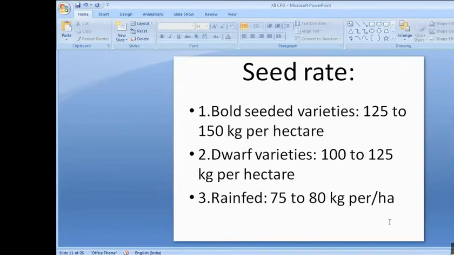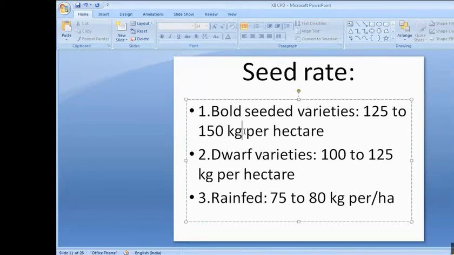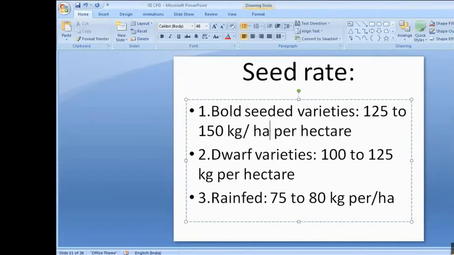In the case of seed rate, there are particularly two kinds of varieties: irrigated and rain-fed. In irrigated also there are two kinds, bold seeded and dwarf varieties. In bold seeded varieties, the seed rate is the highest, 125 to 150 kilogram per hectare. This kilogram per hectare can be written in different ways, like kg/ha, where ha means hectare. For dwarf varieties, the seed rate can be kept at 100 to 125.